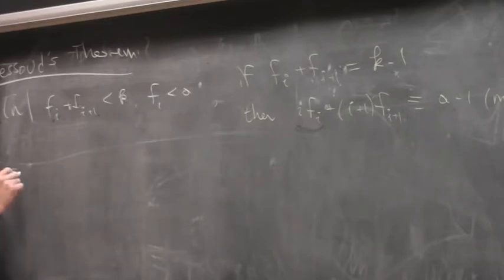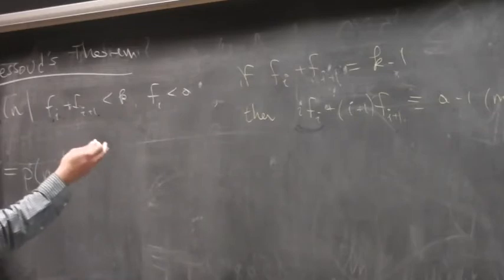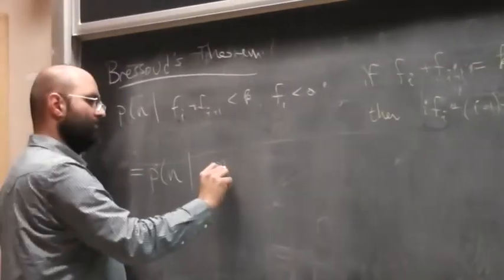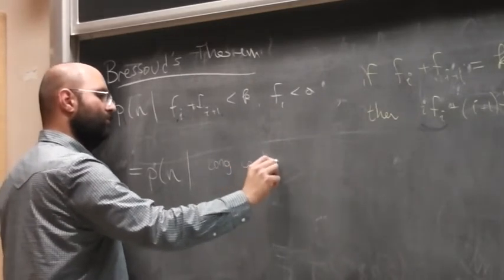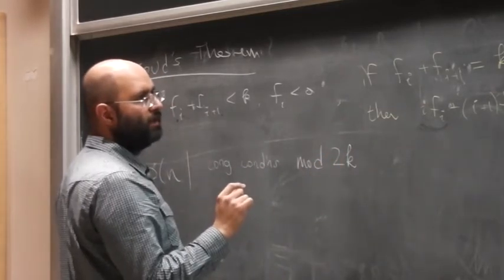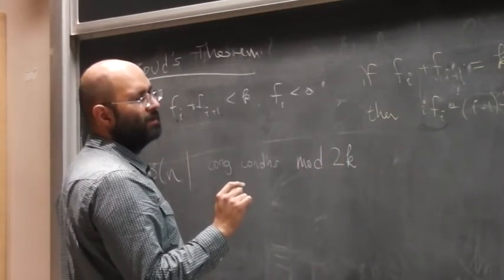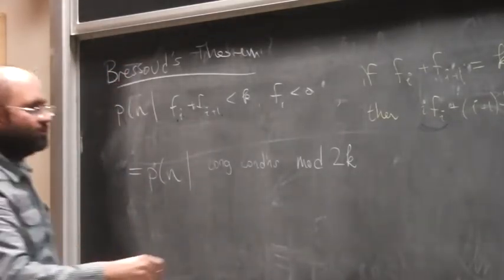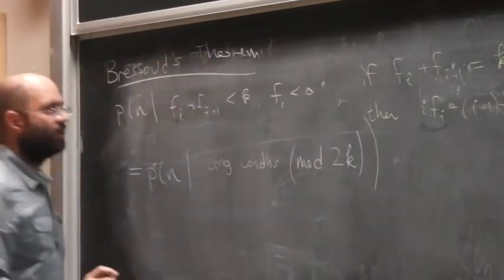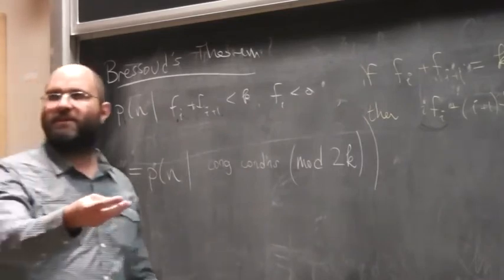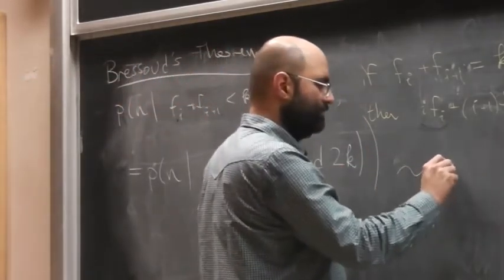If this is satisfied, then this is the same thing as partitions of n into parts that are in certain congruence classes. And they are modulo 2k, yes, I think that's modulo 2k. And again, once you have congruence conditions into a single modulus, you have a single infinite product as the generating function.